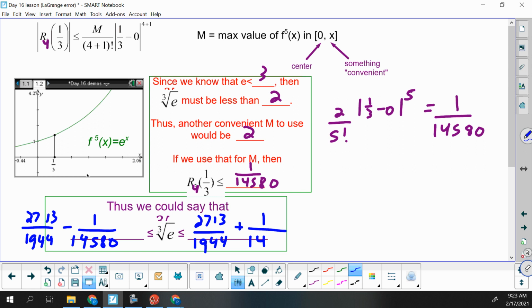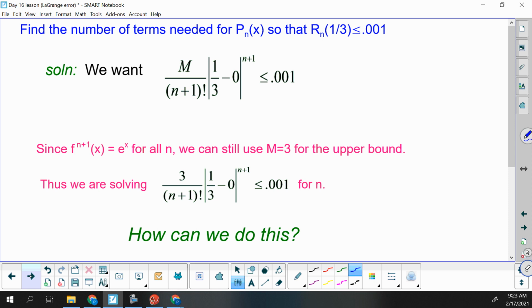So again, as I mentioned, we'll see tomorrow how they give it on the AP. That forces everyone to use the same value of m. But for now, we're picking something convenient that we know is guaranteed to give us an upper bound of our next derivative, in this case, the 5th derivative. We'll say we want our remainder to stay within 0.001.